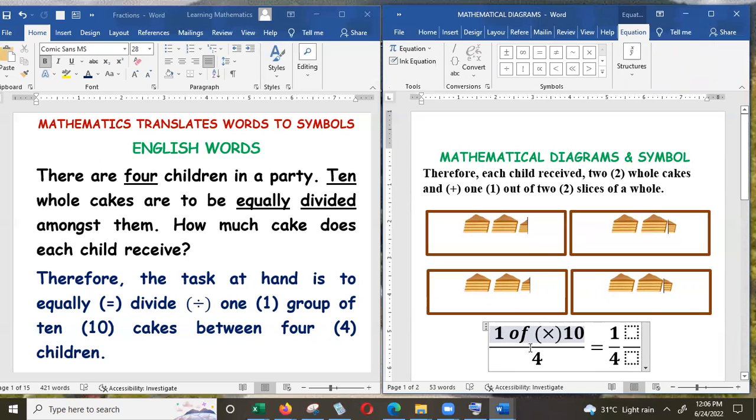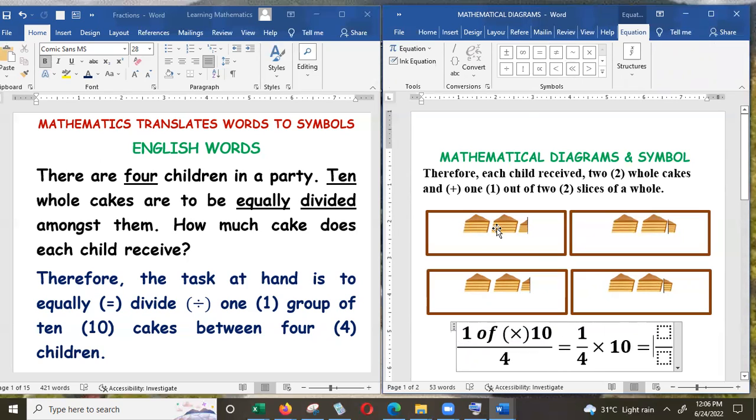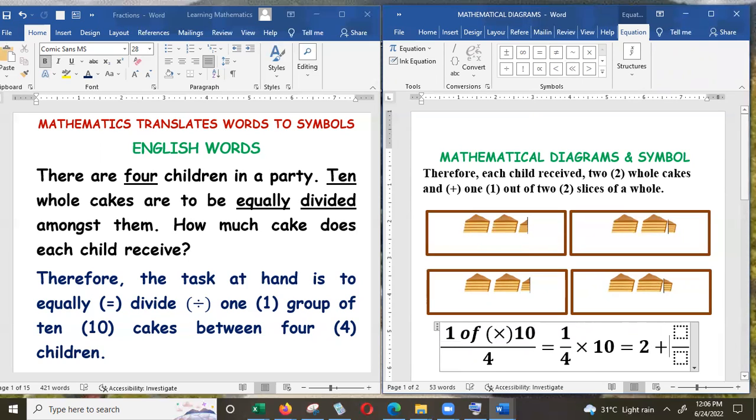One group of 10 divided by 4. So it's 1/4 multiplied by 10. And as you can see, this is equal to 2. And the symbol for and is plus: 2 and 1 out of 2 slices of a whole. So 1/2. And another way of saying 1/2 is a half. So each child receives 2.5.